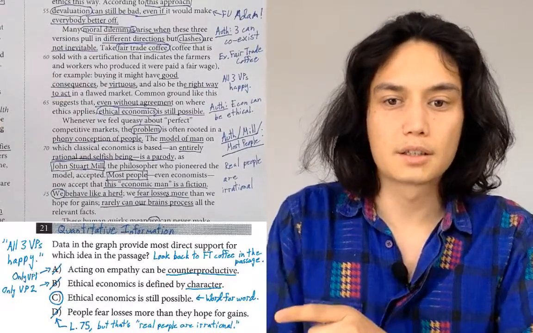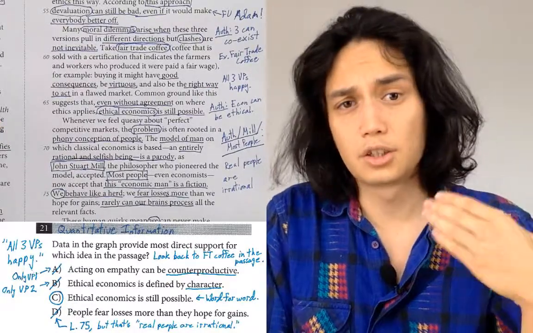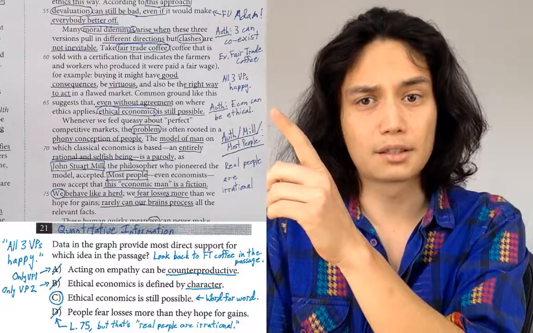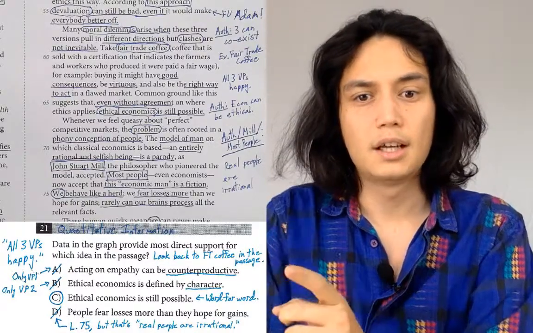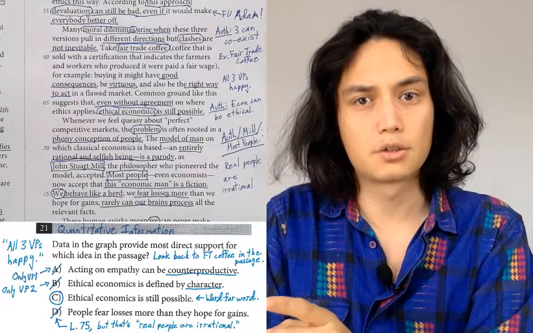And that's where the rightness of answer choice C comes from. And it's literally just word for word. Ethical economics is still possible from line 66. Ethical economics is still possible in answer choice C.